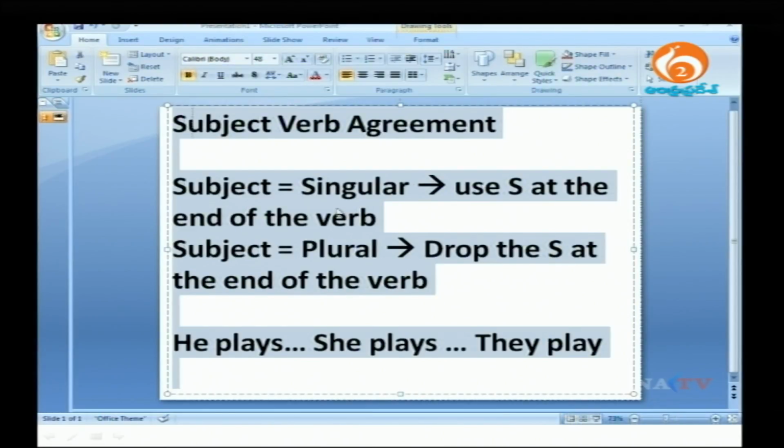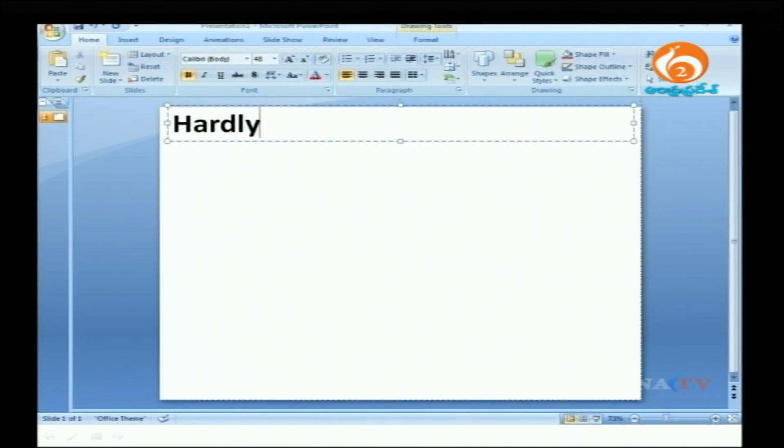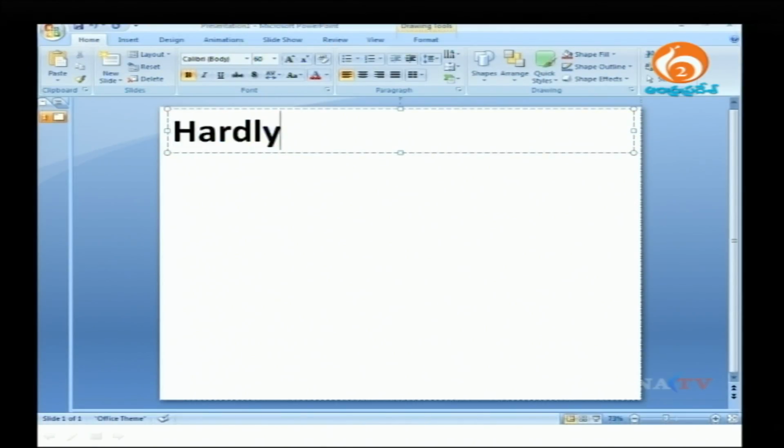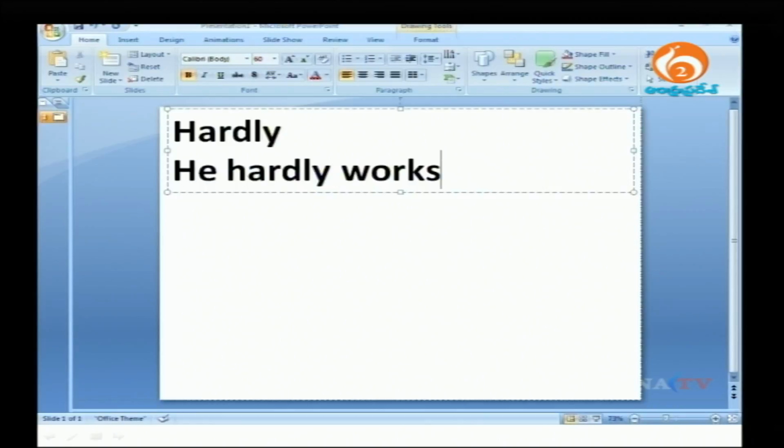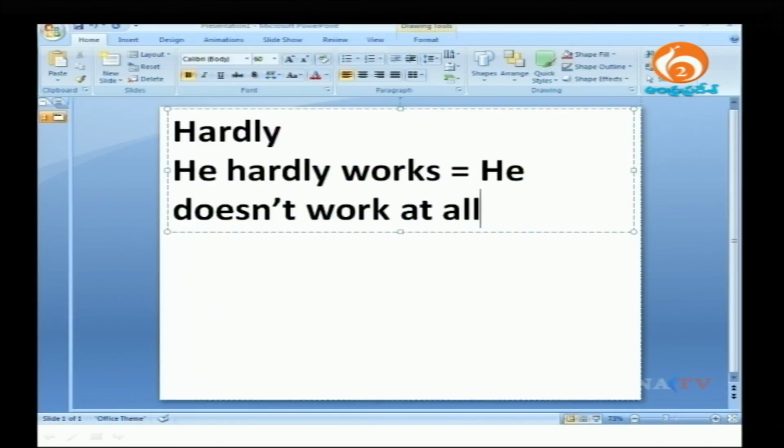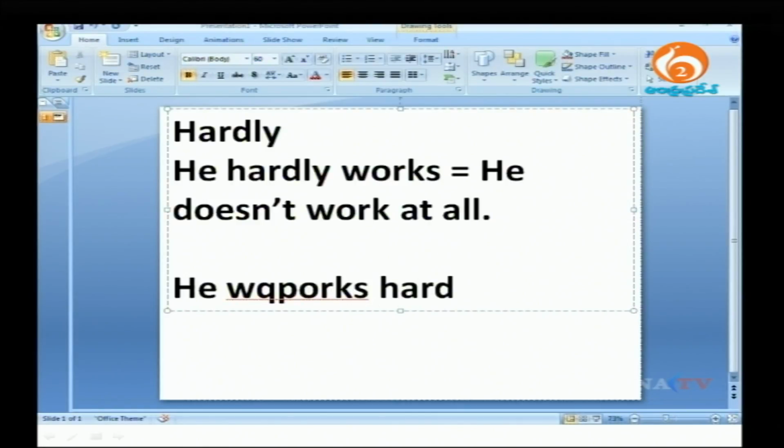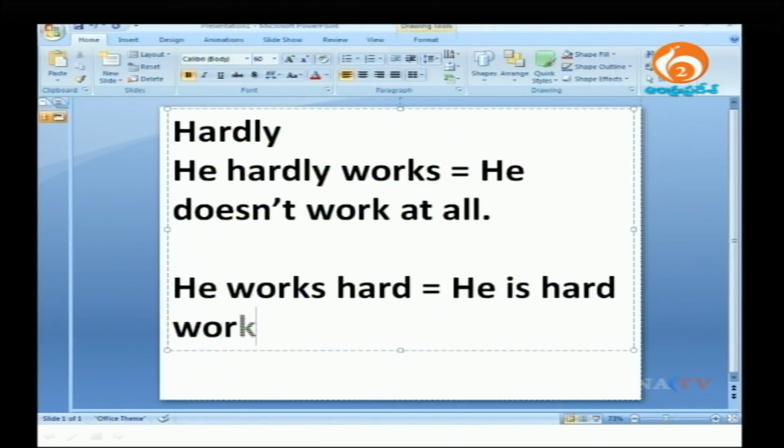Now I need to explain the word hardly here and how it works. Let me write a sentence. If I say he hardly works, it actually means he doesn't work at all. That is what it means. If I say he works hard, that means he is hardworking. There is a difference between hardworking and hardly working. Hardworking means a person who puts in a lot of effort. Hardly means nothing at all.